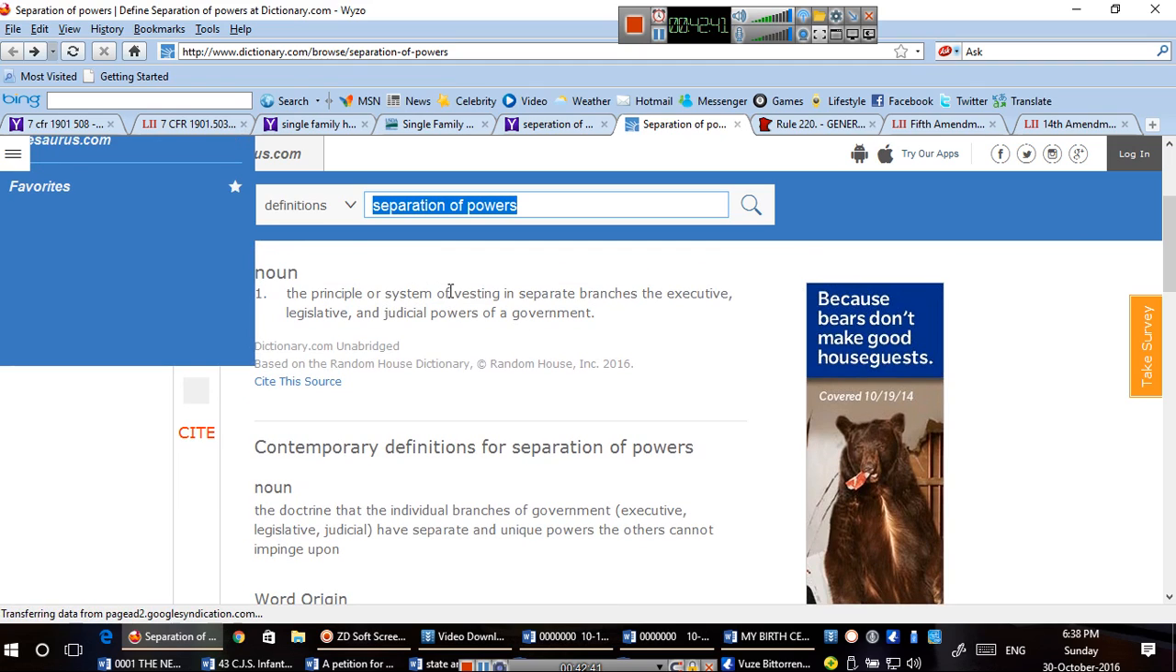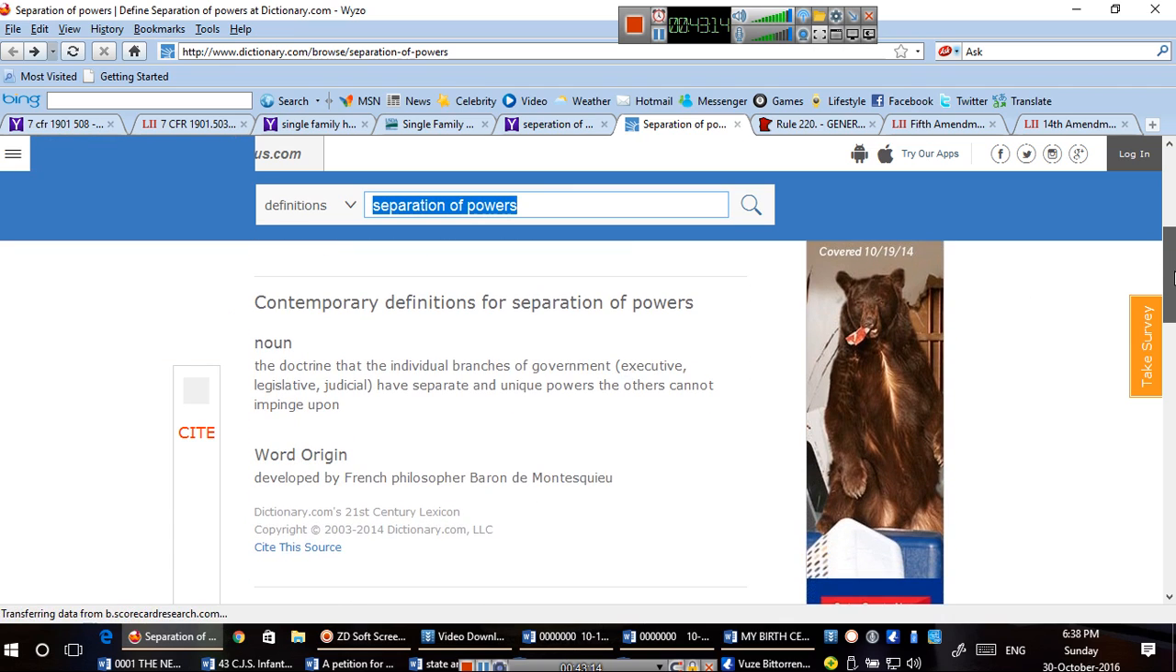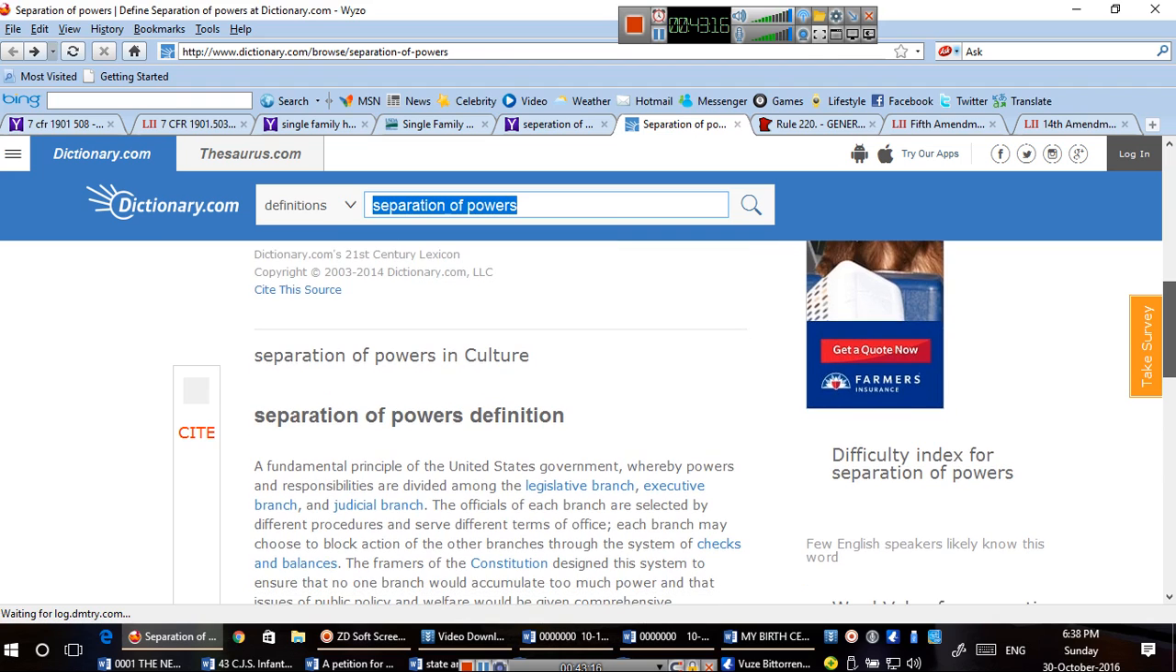Look, the principle or system of vesting in separate branches of executive, legislative, and judicial powers of a government. Separate. The doctrine that individual branches of government, executive, legislative, and judicial, are separate and unique powers to the others cannot infringe upon. What others? Each other. They cannot sit up there and give their power to each other or take away the other's power. It violates the separation of powers clause in the Constitution.